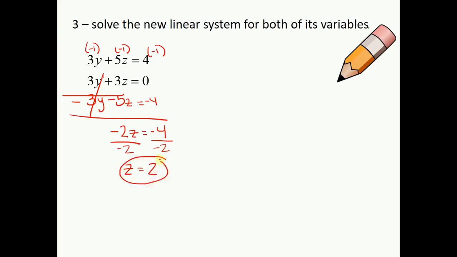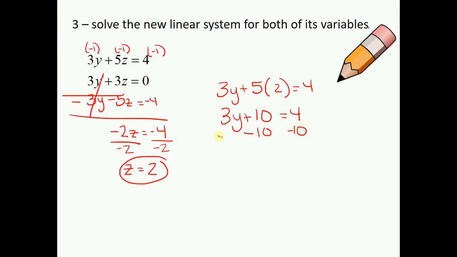Now, how did we get the second variable's value when we were solving a system? Well, we just plugged in, right? So let's take this and plug it into one of the two equations that we have. So I have 3y plus 5 times 2 equals 4, or 3y plus 10 equals 4. So let's start solving here.